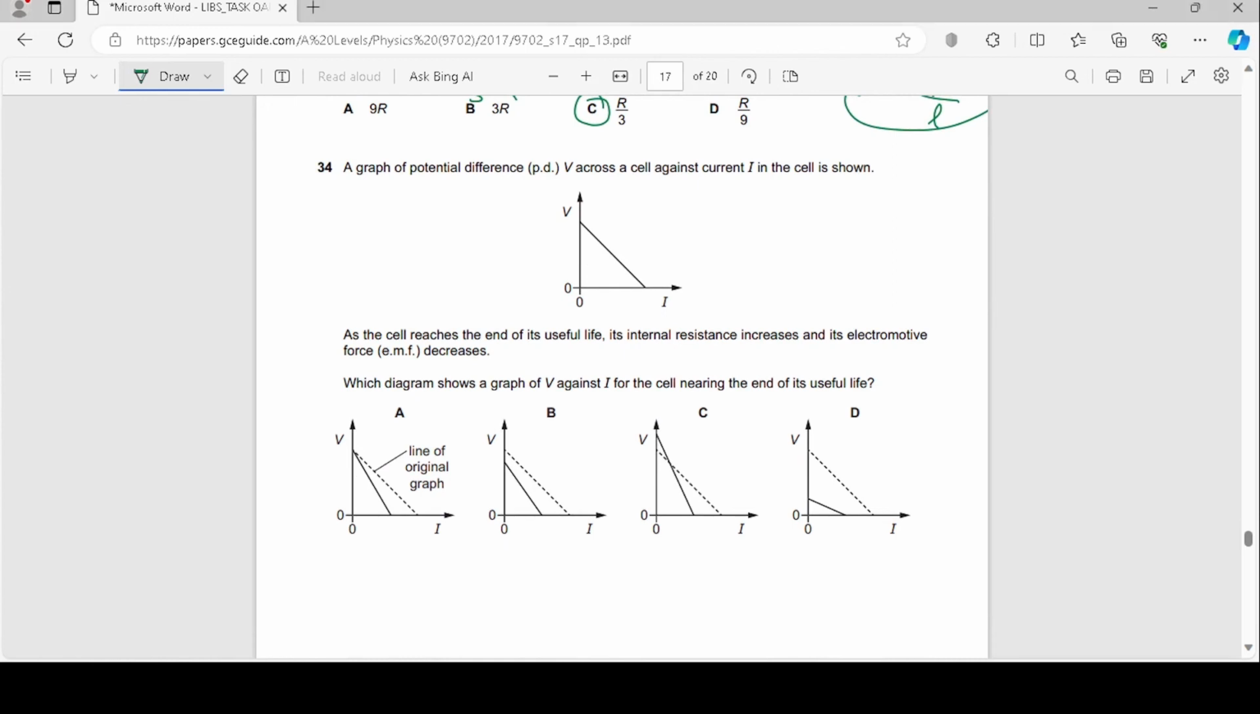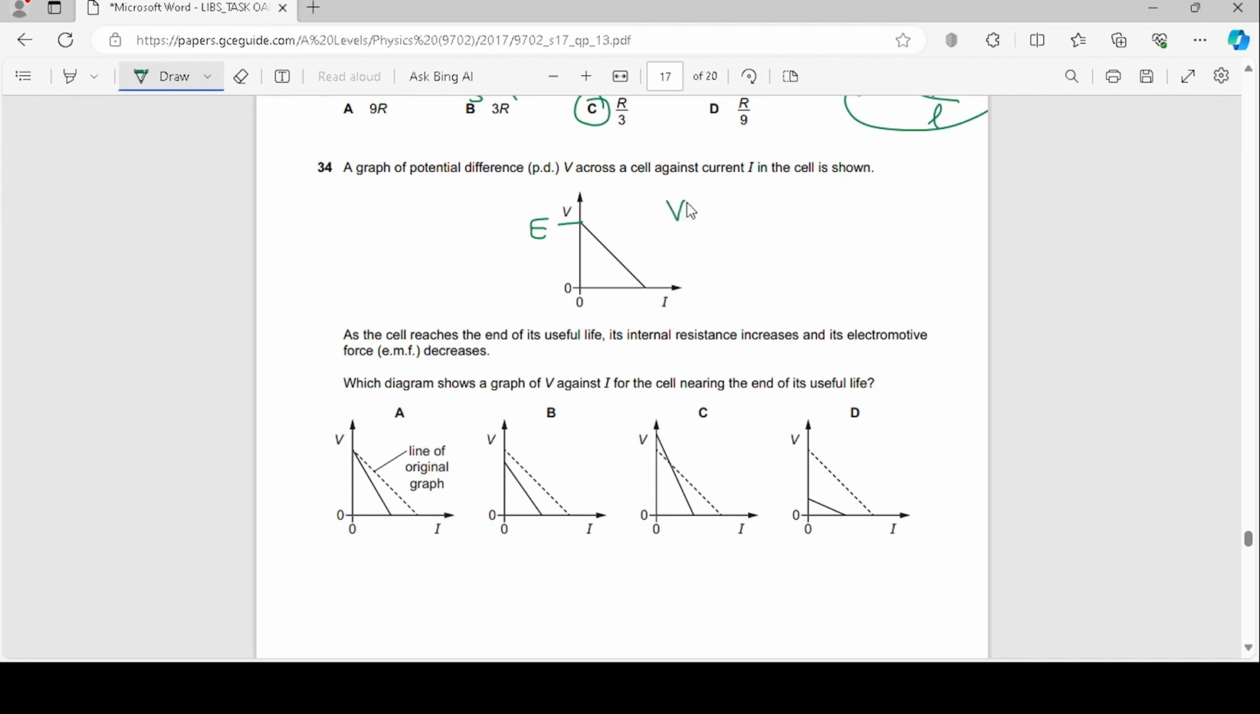So question 34. A graph of potential difference PD V across the cell against current I in the cell is shown. As the cell reaches the end of its useful life, its internal resistance increases and its electromotive force EMF decreases. So which diagram shows a graph of V against I for the cell nearing the end of its useful life? Okay, so firstly, if I write the equation for this graph, this intercept will be the EMF, which I'm denoting as E, right?